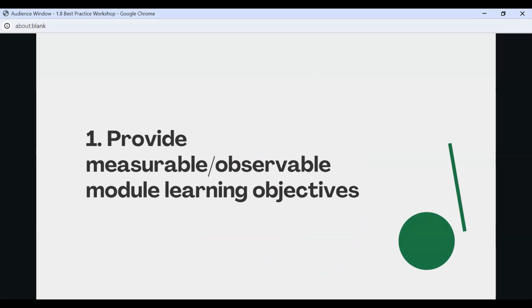Just to throw it back on you guys, what would you say, what does that mean? What is a measurable or observable learning objective? Anyone want to try to define that?